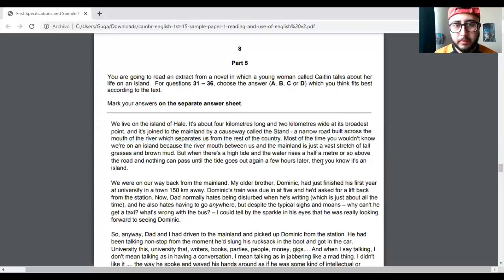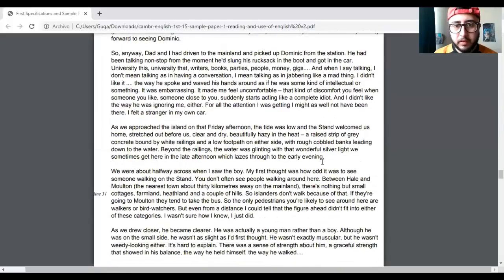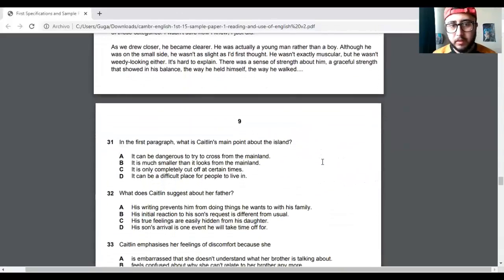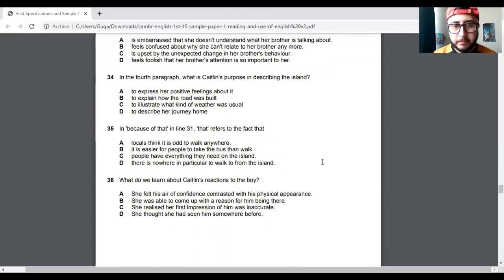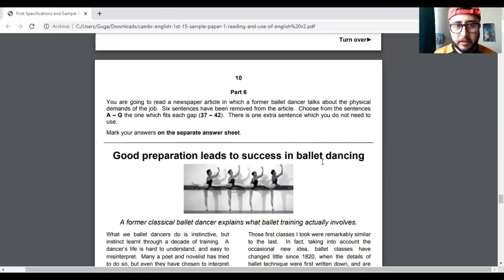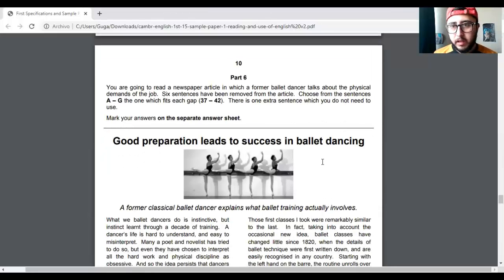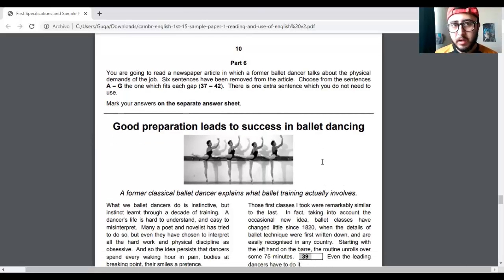So here we have the text. We have to read the text, and after that we are going to solve the questions. After that we have part 6, in which we are going to read a newspaper article in which a former ballet dancer talks about the physical demands of the job. Six sentences have been removed from the article, and we are going to choose the sentences A to G which fit each gap. There is one extra sentence which we don't need to use, and we're going to mark the answers on a separate answer sheet.